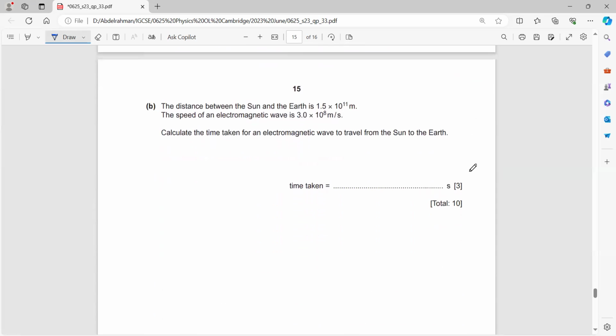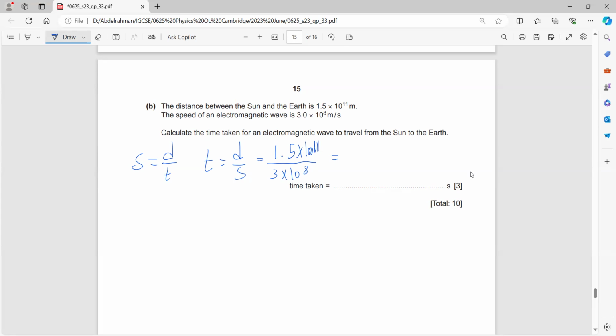The distance between the sun and the earth is 1.5 times 10 to the power of 11. The speed is given, calculate the time. How can I find the time? Distance over speed. We know that speed equals distance over time, so time equals distance over speed. Distance is 1.5 times 10 to the power of 11, and the speed is 3 times 10 to the power of 8. Calculate the time.